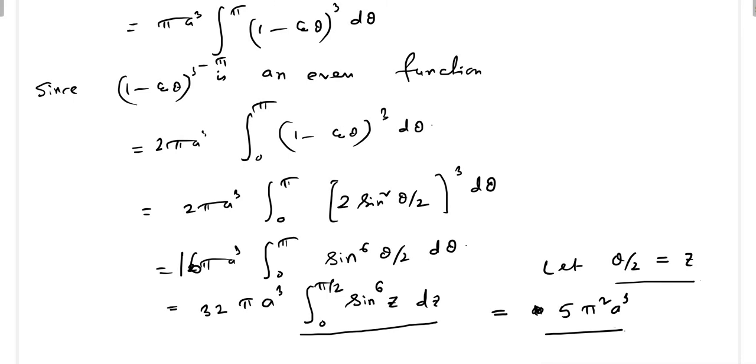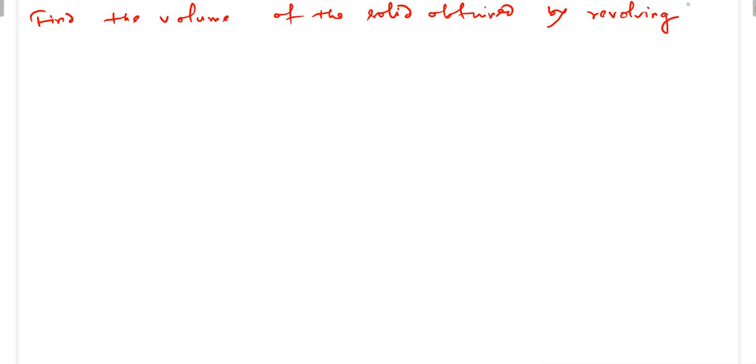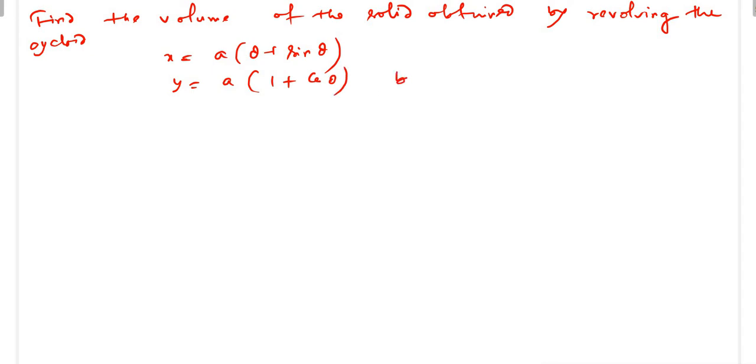Let us solve another problem like this. Find the volume of the solid obtained by revolving the cycloid x equal to a theta plus sine theta, y equal to, the problem looks similar to the previous problem, a into 1 plus cos theta, about its base. About its base means x axis.